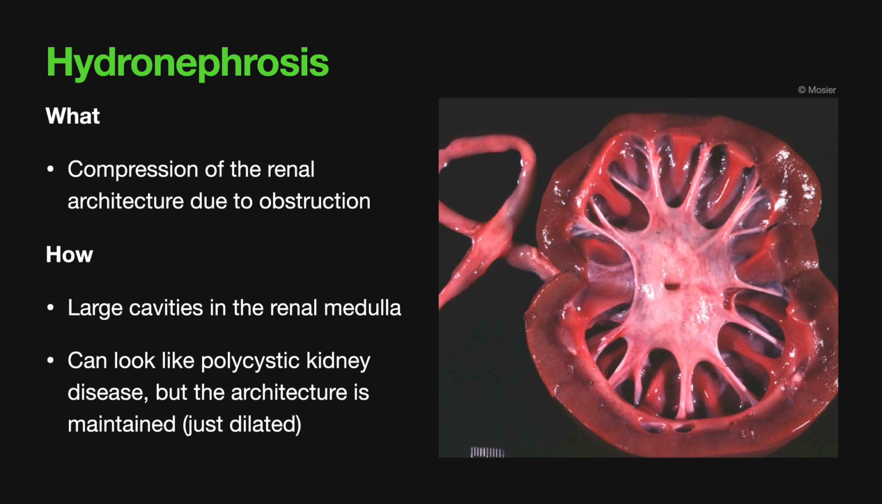Hydronephrosis is a consequence of compression of the renal architecture due to an obstruction. Urine production does not stop when the urinary system is blocked, causing accumulation of fluid within the kidneys and other structures. In the kidney, we can identify hydronephrosis as large cavities within the renal medulla that highlight the architecture of the kidney. This differs from polycystic kidney disease, which will produce randomly scattered cysts that are not highlighting that architecture.